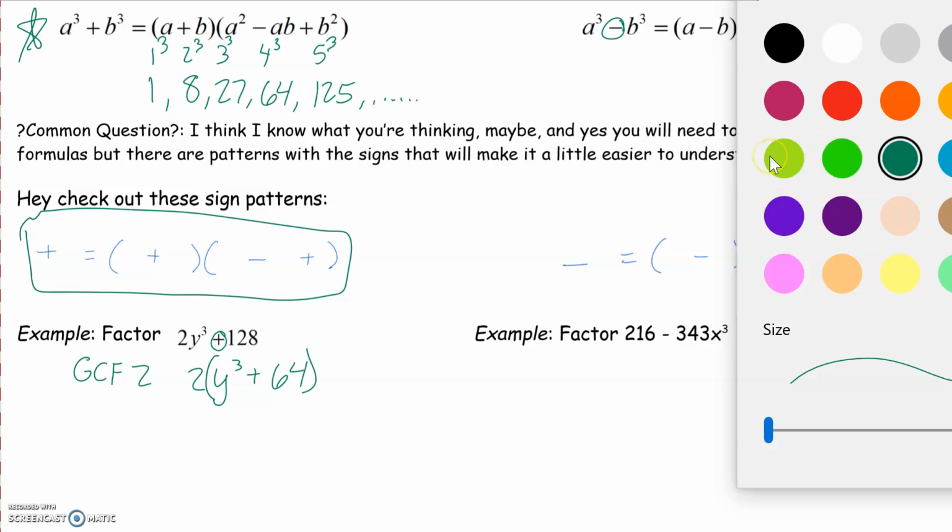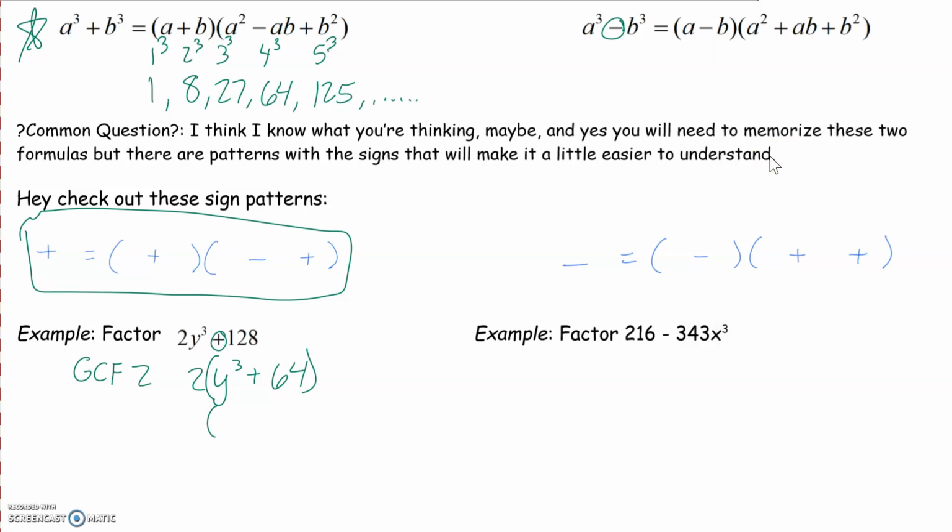So we're going to start off with looking at the first term. Now our first term is y cubed. Just like when I did the squares, I'm going to see what this is cubed. So what cubed gives me 64? We already talked about that up here. 4 cubed gives me 64. Now that's going to identify what A and B are going to be.